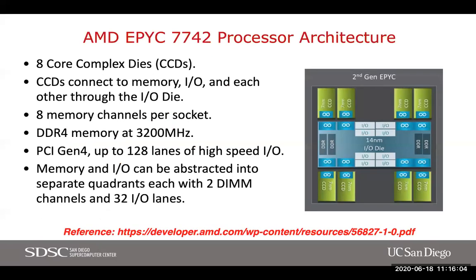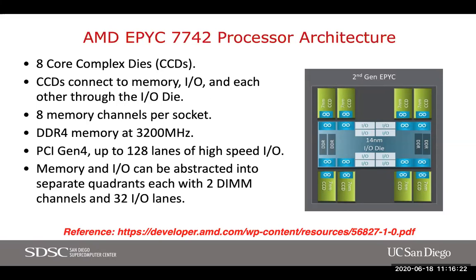Okay, let me move on to the processor architecture. So the processor has 8 core complex dies. This is with 7 nanometer technology. Each of these dies has 8 cores, and I'll look into the architecture in the next slide.